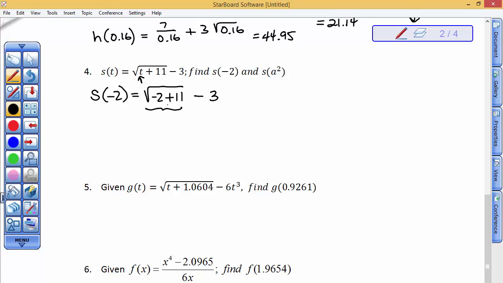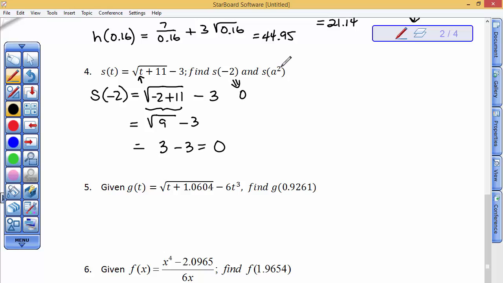The square root of 9 is 3, and 3 minus 3 is 0. So we get our output. This s of -2, that output turned out to be 0. Hey, look at this one. It doesn't want us to put a number in for s. It wants us to put a letter in.